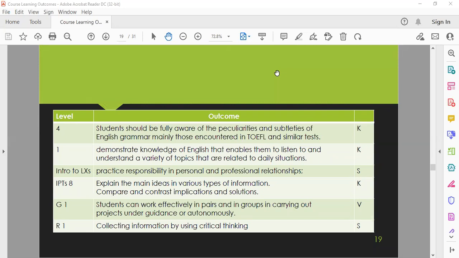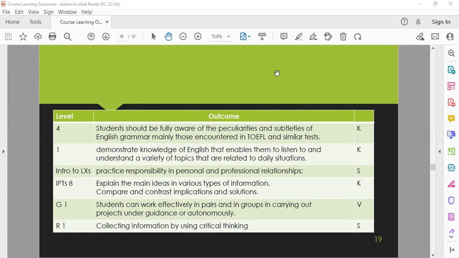For Introduction to Linguistics, practice responsibility in personal and professional relationships under skill domain. I don't know how this relates to Introduction to Linguistics. Yes, it has nothing to do with it, because it's a very generic statement and it might go to values, but it has to be associated with and connected to Introduction to Linguistics. So we should try to avoid such generic statements. As I mentioned earlier, one of the qualities of learning outcomes is that they have to be meaningful. That is, think of the context.